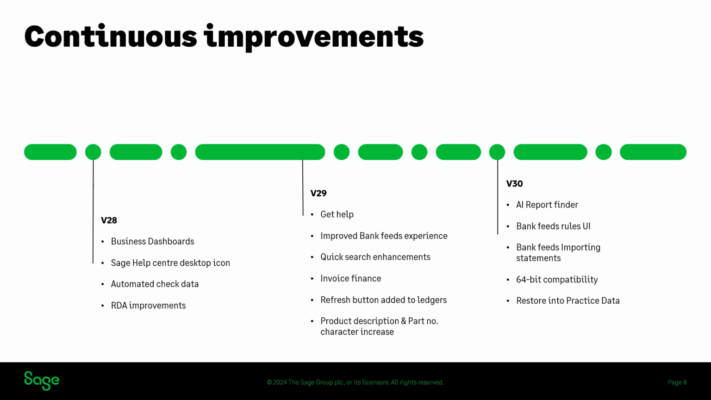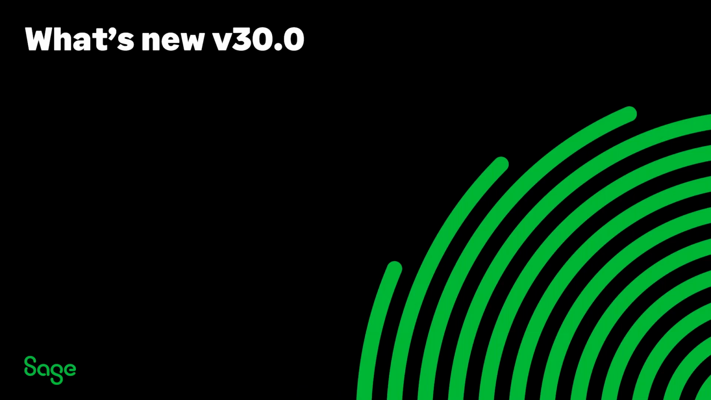So now we're at version 30. So let's take a look at what we have implemented so far in the version 30.0 back in January, sorry, and then what we've released in version 30.1 from May. Okay, so let's start with version 30.0.